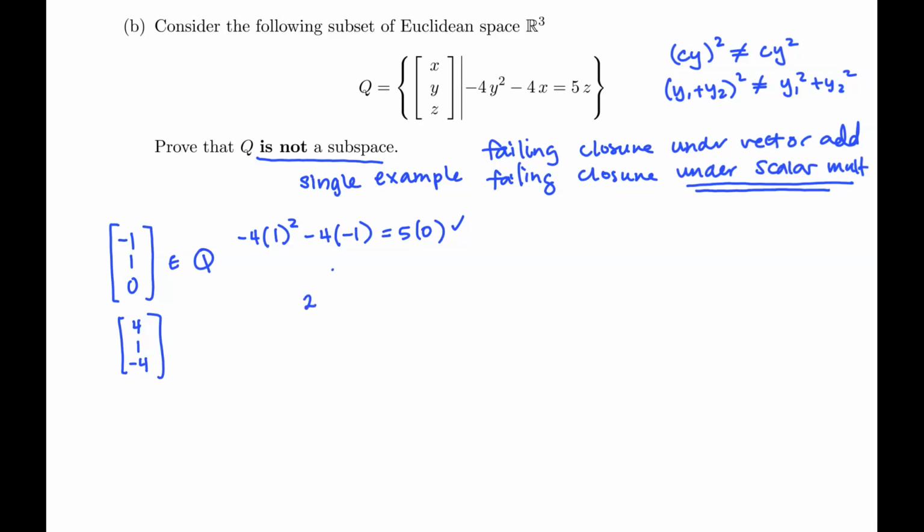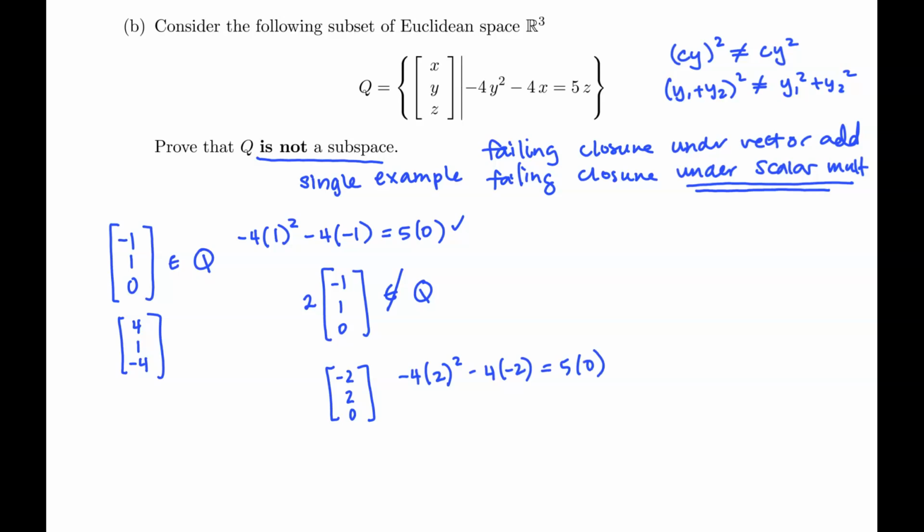So let's try 2 times this. And we want to show this is not in Q. That's our goal, and that's easy enough. We just need to show that it fails our condition. So we want to show that -2, 2, 0 does not give us this same condition. So if I do this, -4 times 2 minus 4 times -2 is equal to 5 times 0. I have -16 plus 8 is equal to 0. This is not true.